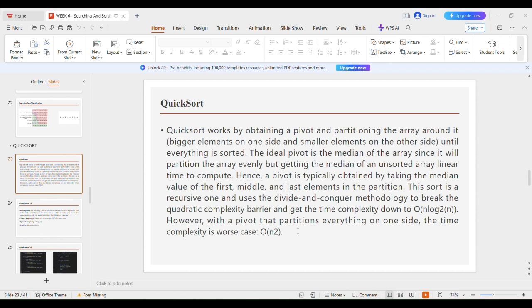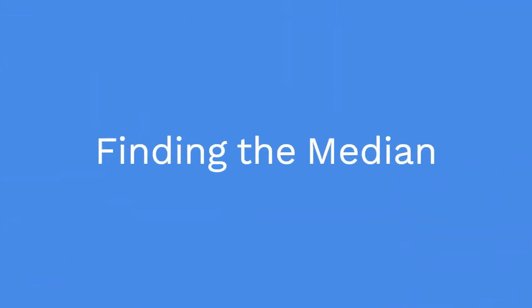Now let's talk about the ideal pivot, or the pivot selection. The ideal pivot is indeed the median of the array. It will lead to the most balanced partition. It ensures that the sub-arrays are roughly equal in size, leading to the best time complexity. But how do we find the median?